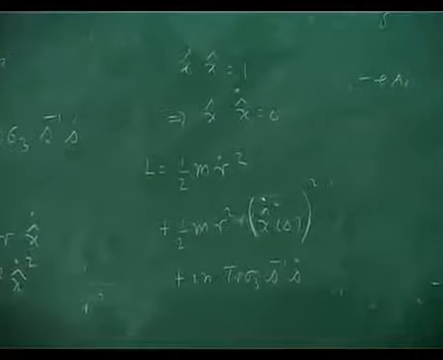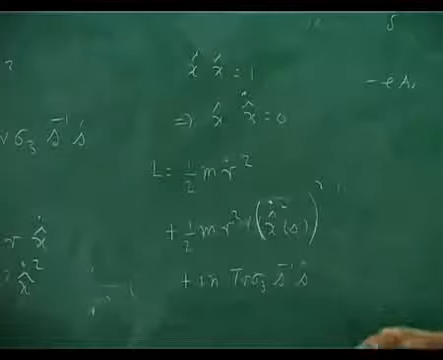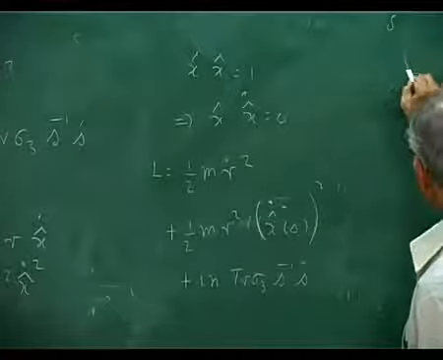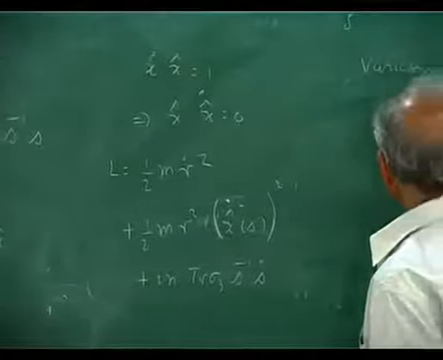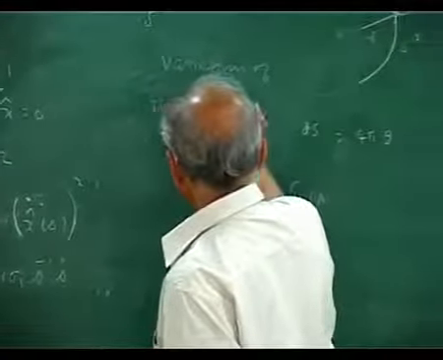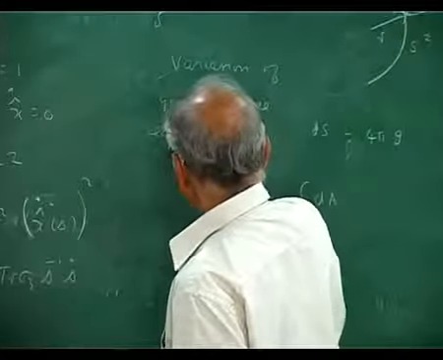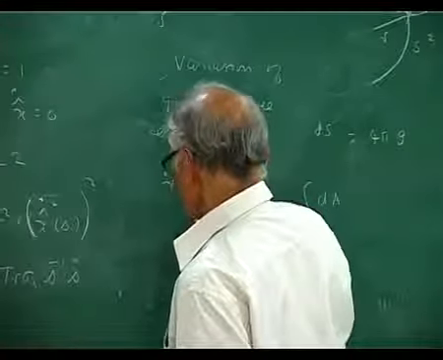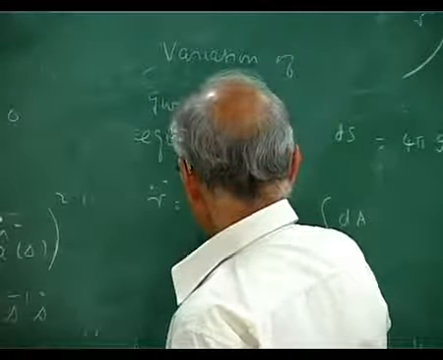Why did I write it like this? Variation of R will give you the standard free equation. This is what we want. Variation of R gives the free equation, which you can read off, right? Which will be R double dot is equal to, I think, R times x hat dot squared, if I am not wrong.